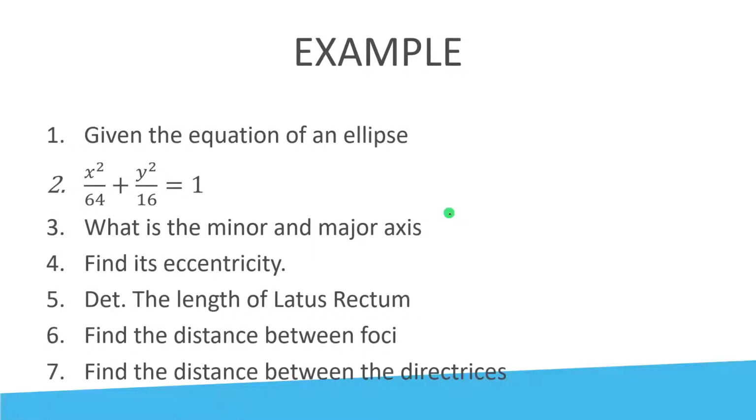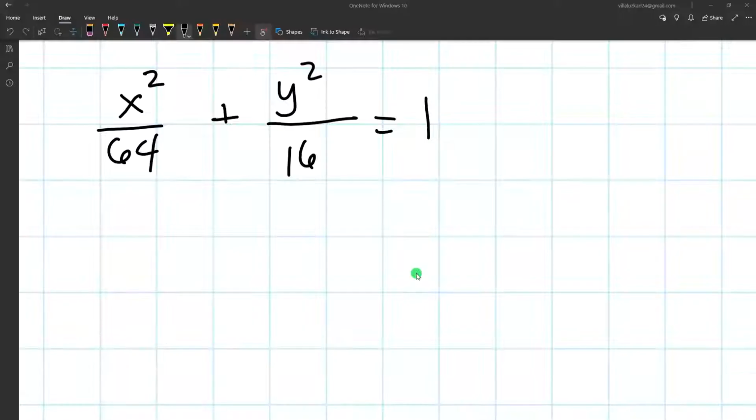Example: given the equation of the ellipse x squared over 64 plus y squared over 16 equals 1, what are the minor and major axes? Determine the eccentricity, determine the length of the latus rectum, find the distance between the foci, and find the distance between the directrices. So that's all. Let's solve now.